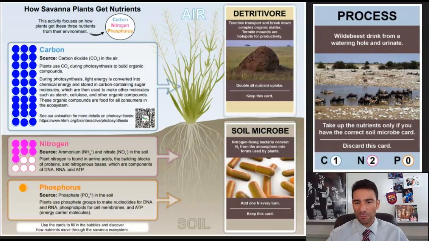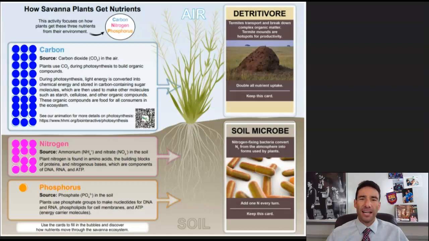Yes, more wildebeest pee. Fantastic. Well, I have double nutrient uptake thanks to those termites. I've got some great soil microbes that are giving me, oh my gosh, that's 5 nitrogen. That's exactly what I needed. Yes, I'm full. All right, success.